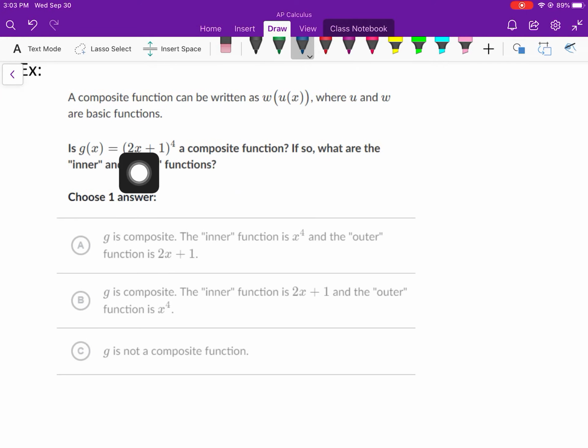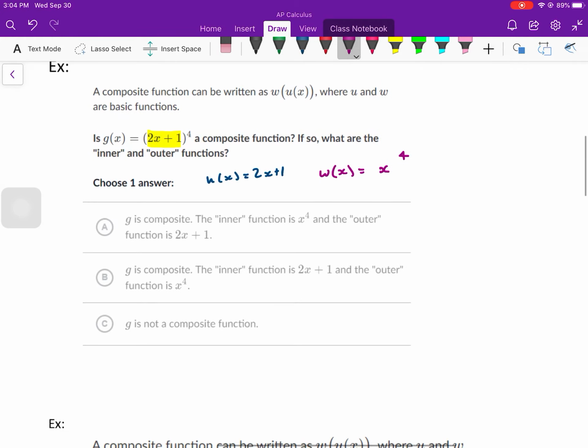So look at this example. Here we have 2x plus 1 would be the inside, and then to the fourth power is the outside function. So in this case, u is going to be the inside function 2x plus 1. And our outside function w would be to the fourth power. So we could just write that as x to the fourth. So looking here, g is composite. The inner function is x to the fourth. No, the inner function is the 2x plus 1, and the outer function is the x to the fourth.